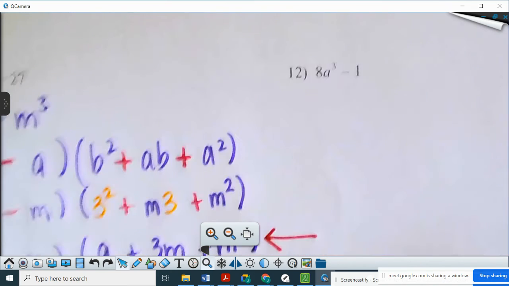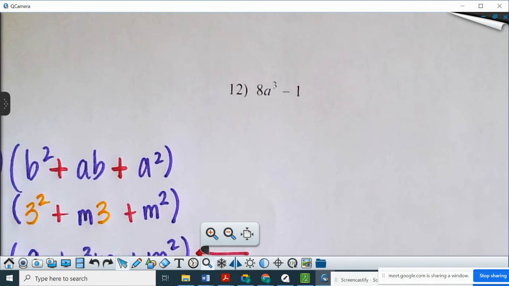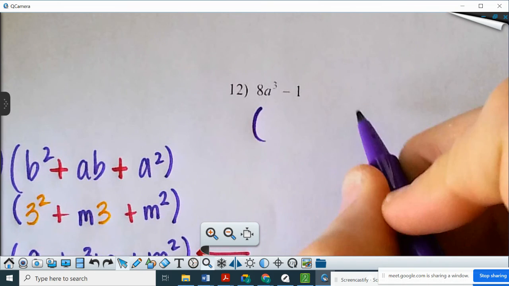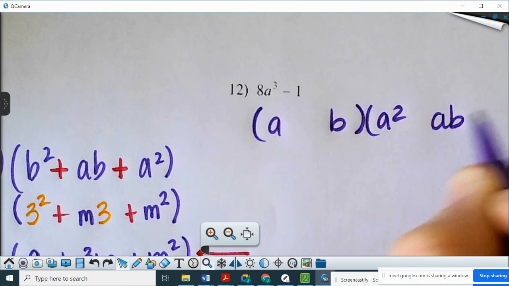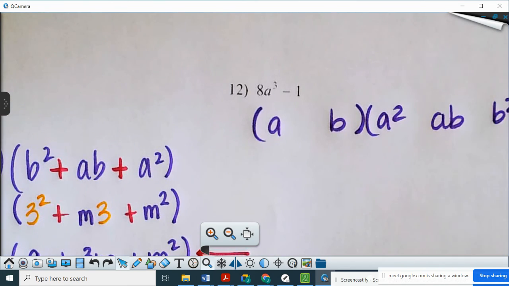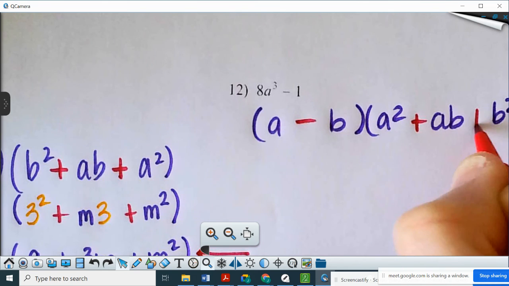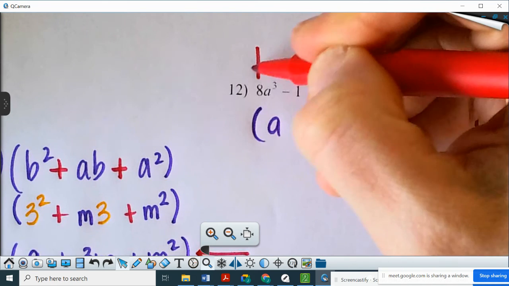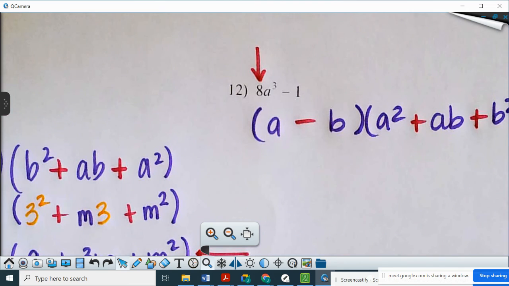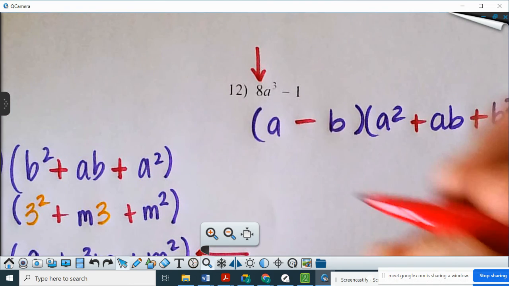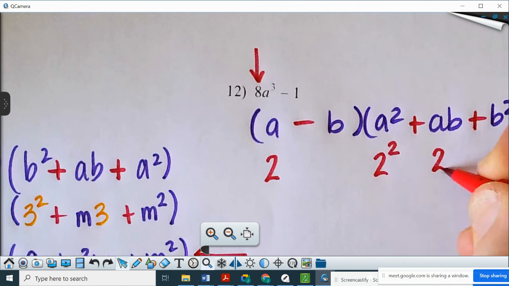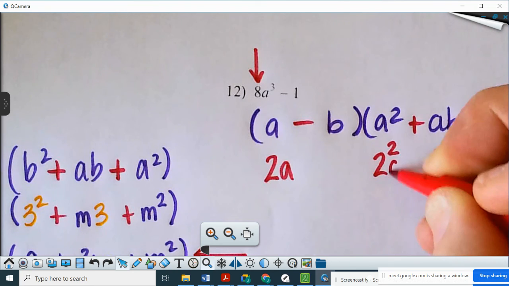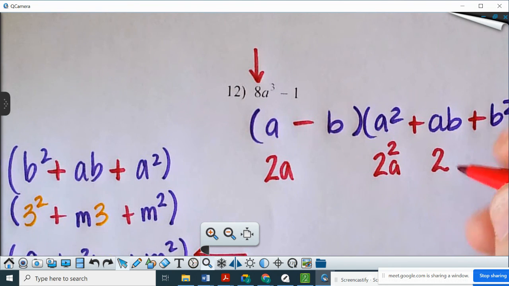Number 12 on this worksheet. So if we did this one straight up, it's just the differences again. A squared, AB, B squared. Same, opposite, always positive. A is 8. So what's the cube root of 8? 2 times 2 is 4 times 2 is 8. So we're going to have 2 squared, 2, and they have that A with it. Sorry, A and A. Yep.